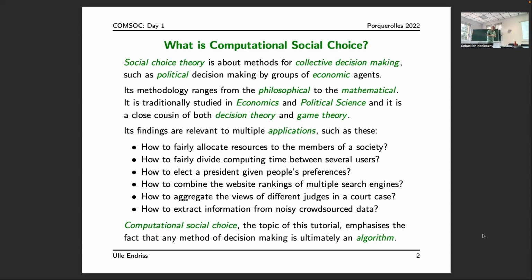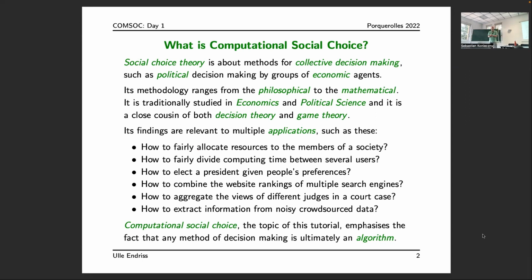And more recently, maybe in the last 20 years or so, computer scientists have started getting involved as well because whenever we are taking these decisions according to these fair ways, we have to somehow get it done. It might be algorithmically difficult to do that. So that's a very natural computer science problem. It's relevant to many applications. I've listed some of them here.